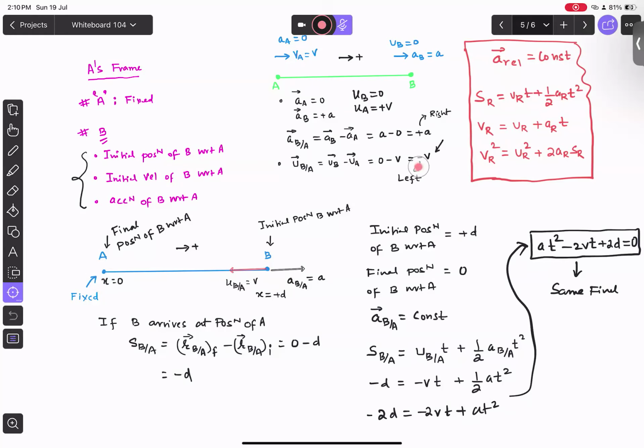Initial velocity with sign convention: minus V. Acceleration of B with respect to A: plus a. So I got this equation. I wrote this equation, rearranging it, I see the same equation, the one we saw from the ground frame. Clear to everyone or not? I hope the mindset is getting clearer about what to do when you sit and observe from a moving frame.